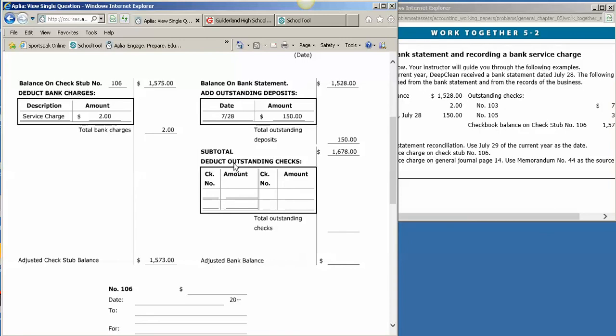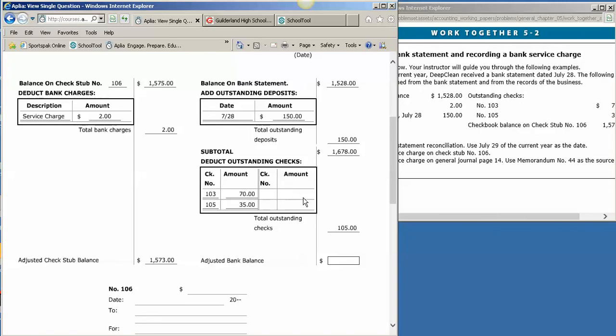Next, we're going to deduct any outstanding checks. From the reconciliation information, we have a check outstanding from check number 103 in the amount of $70. And then we have check number 105 in the amount of $35. The total of outstanding checks is going to be $105.